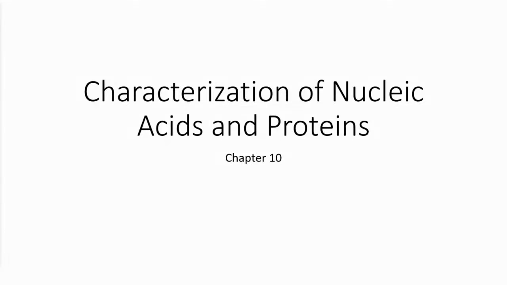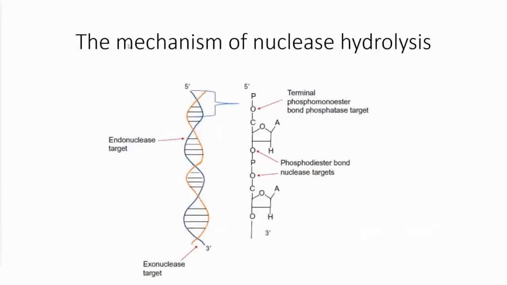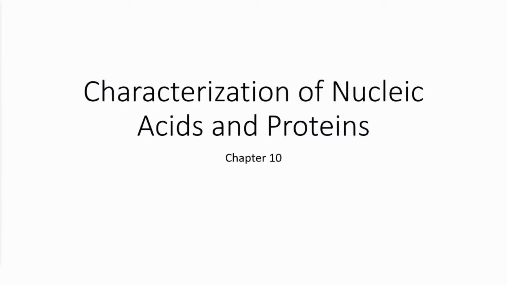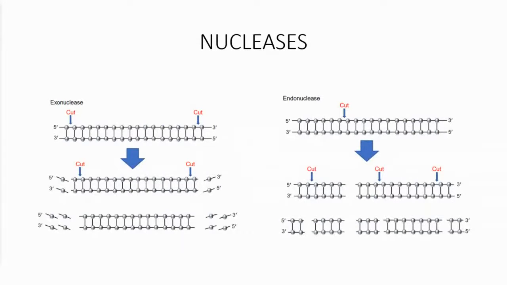Okay, chapter 10 is about the characterization of nucleic acid and protein. First of all, nucleic acid. Nucleases can degrade the DNA by breaking the phosphodiester bond. And there are two kinds of nuclease. One is called endonuclease. The other one is called exonuclease.